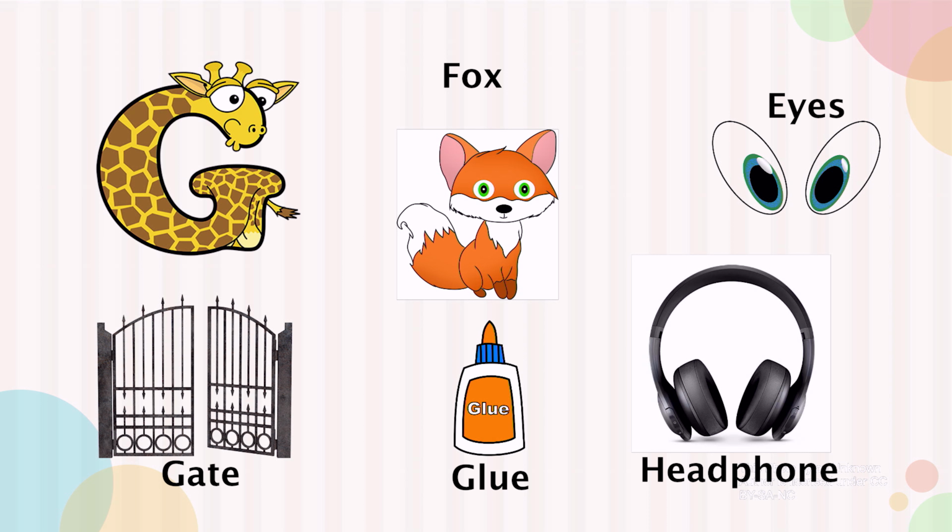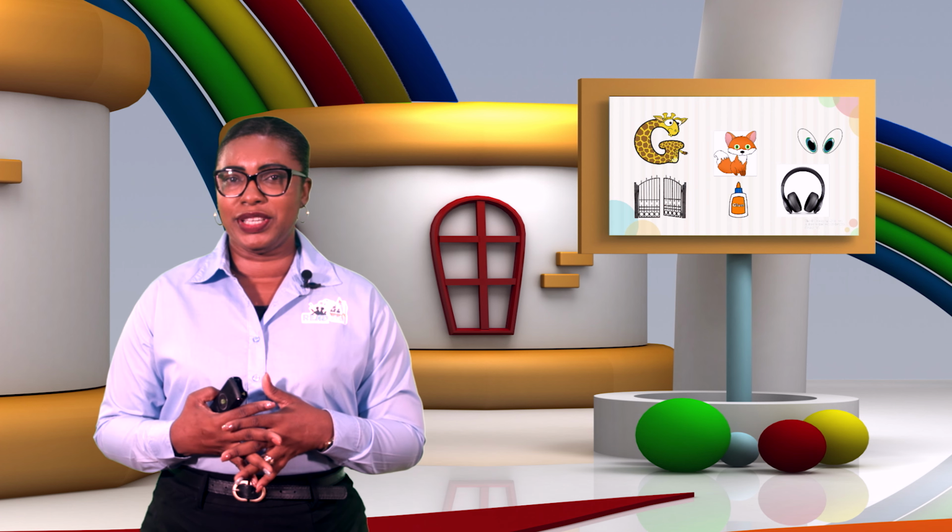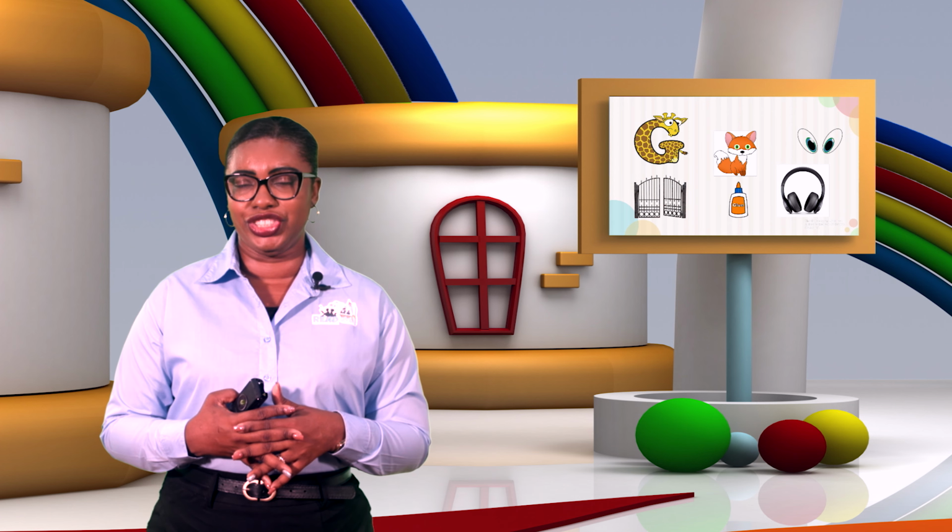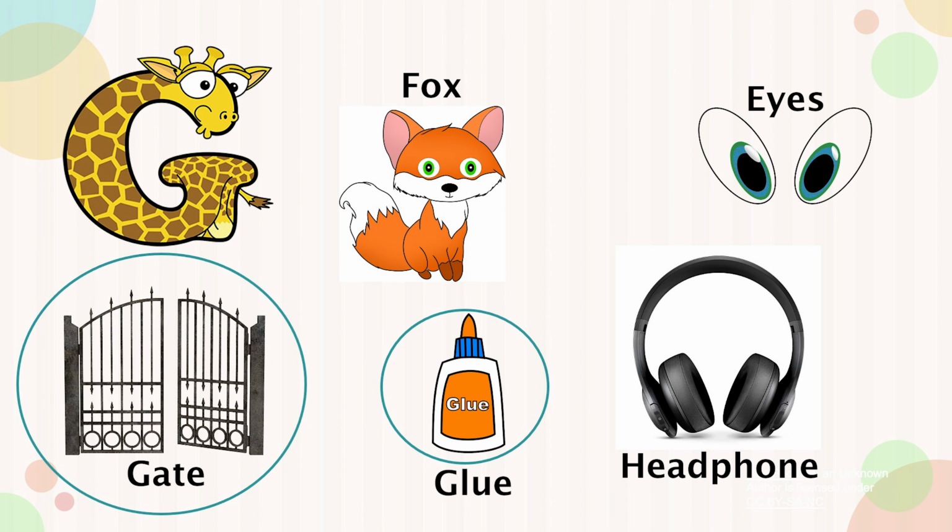Let's say them again. Fox, eyes, gate, glue, and headphone. Now take some time and decide which of these pictures begin with the letter G. Now let's see how well you did. Did you choose the picture of the fox? Well, I am sure you didn't, because if we say the word fox, remember, which letter makes that sound? F. So it's not our gorgeous G.